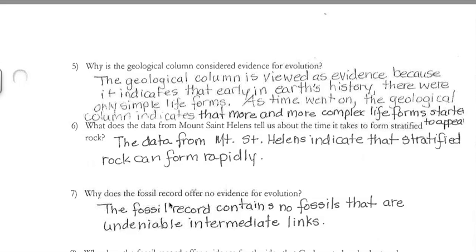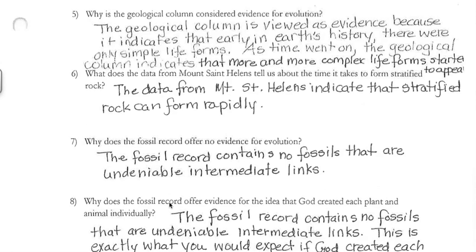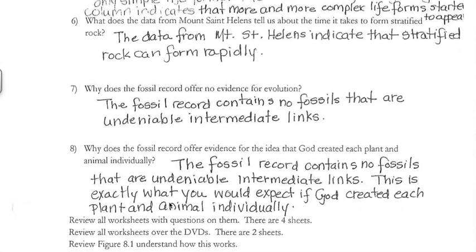Number 6. What does the data from Mount St. Helens tell us about the time it takes to form stratified rock? The data from Mount St. Helens indicates that stratified rock can form rapidly. Number 7. Why does the fossil record offer no evidence for evolution? The fossil record contains no fossils that are undeniable intermediate links.